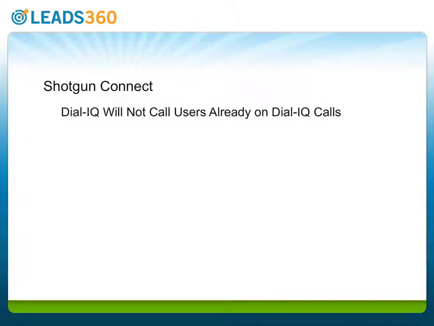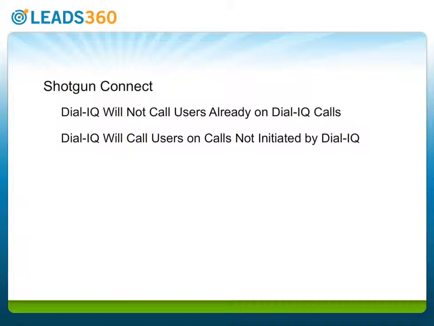DialIQ will not call the user with a Shotgun Connect lead or with a scheduled dial if a user is on a DialIQ call. DialIQ will, however, call a user who is on the phone with a call that was placed through normal methods, for instance, dialing by hand or answering a call.